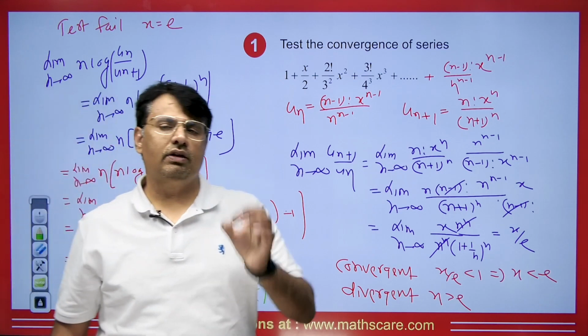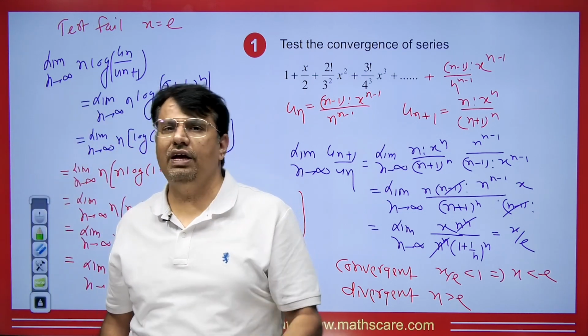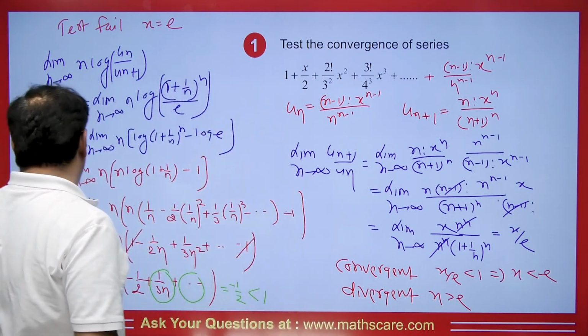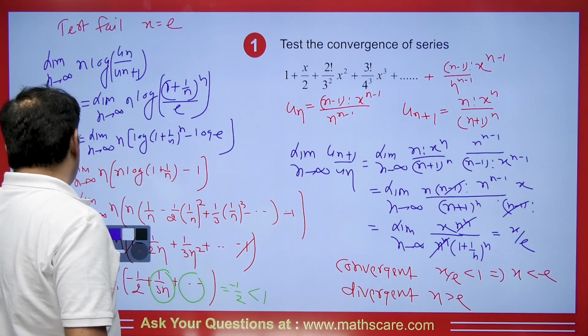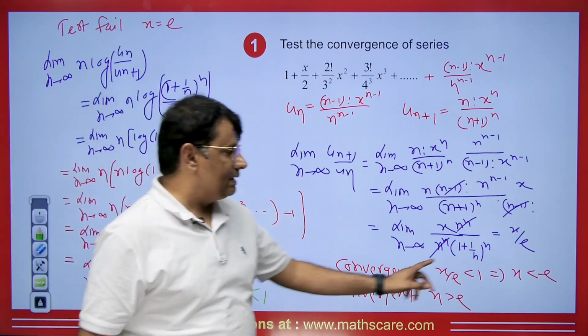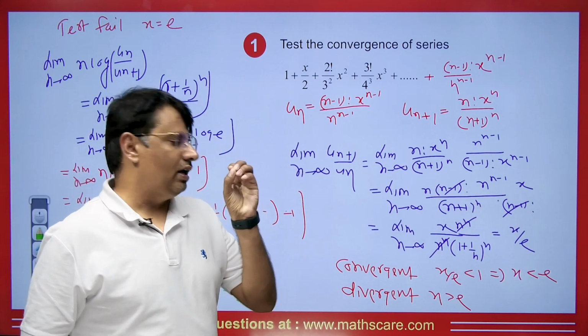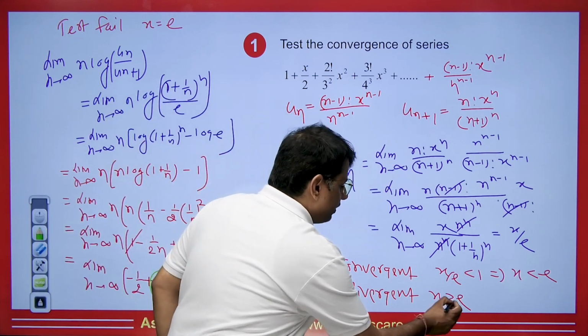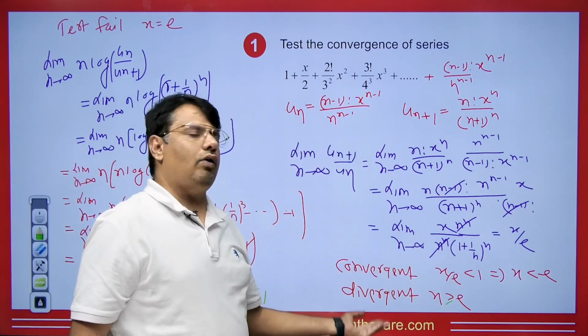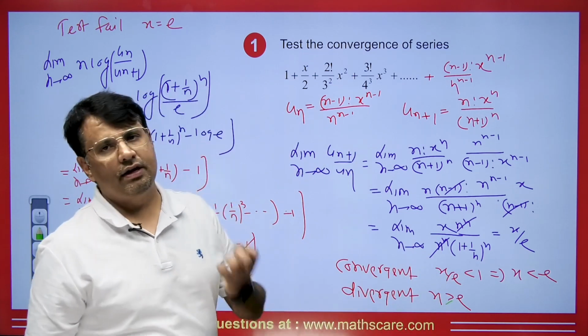So it will be smaller than 1, right? This means the series will be divergent. If you are being asked when will it be divergent and when will it be convergent, your answer should be when x is less than e, it will be convergent. And it will be divergent when the value of x is e or greater than e. So even at x equal to e, it is divergent.